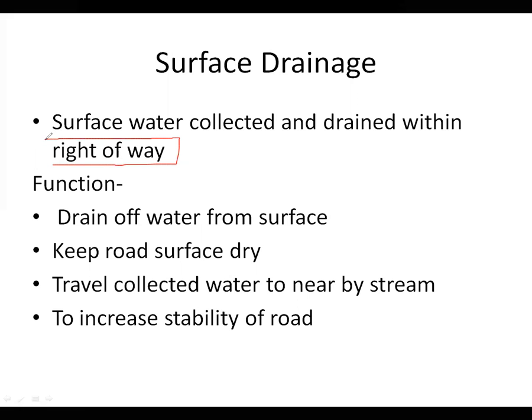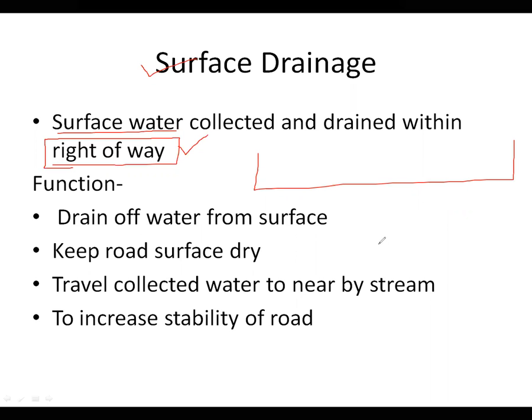Right of way is the land covered or acquired by the department or government for the expansion or total boundary line of the road, which includes the shoulder, the building line, the control line, and the expansion line. All of these come within the right of way. So draining the surface water within this portion is known as a surface drainage system.